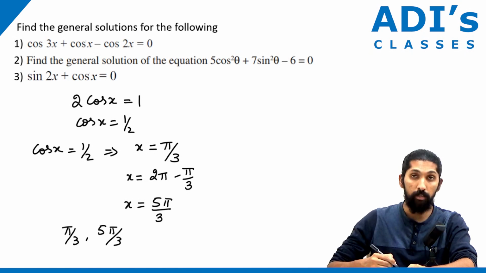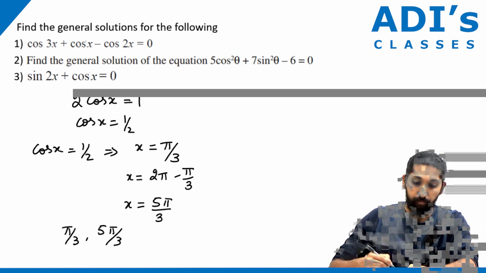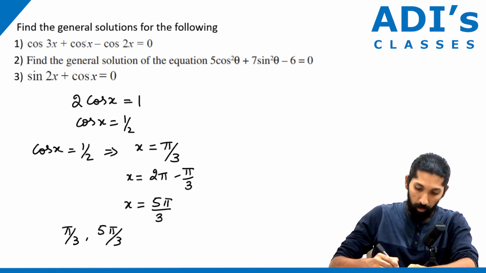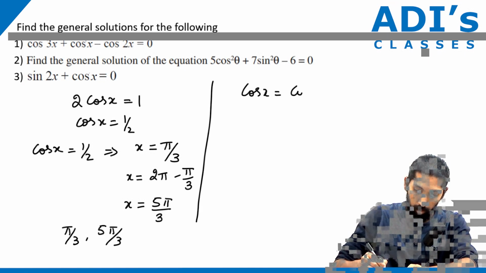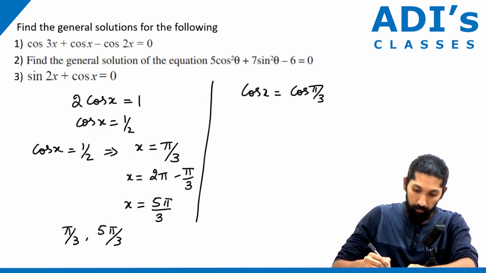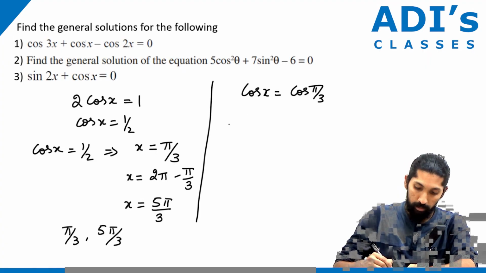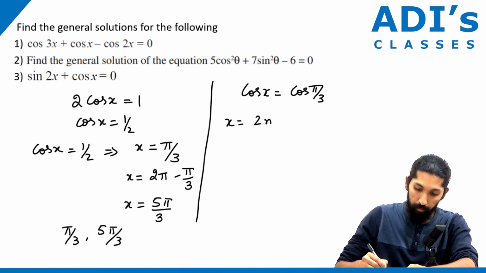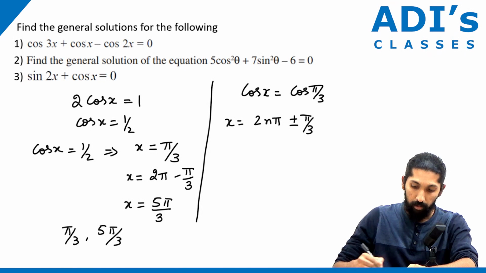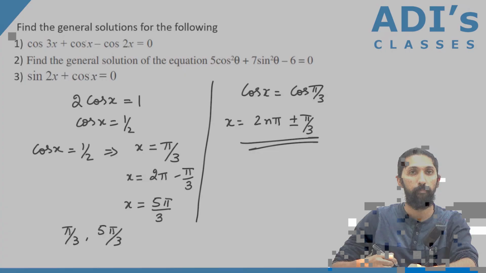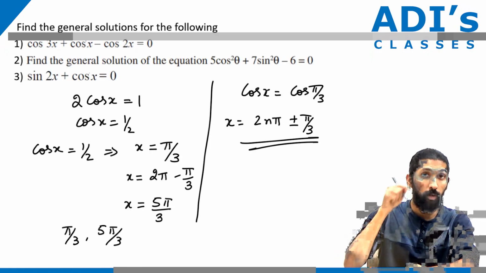Now, the principal values for this particular solution will be pi by 3 and 5 pi by 3, correct? Now, if we are looking at the general solution, what would it be? In this case, cos x is equal to cos pi by 3, correct? So, x is equal to 2n pi plus or minus pi by 3. Now, this is the general solution.